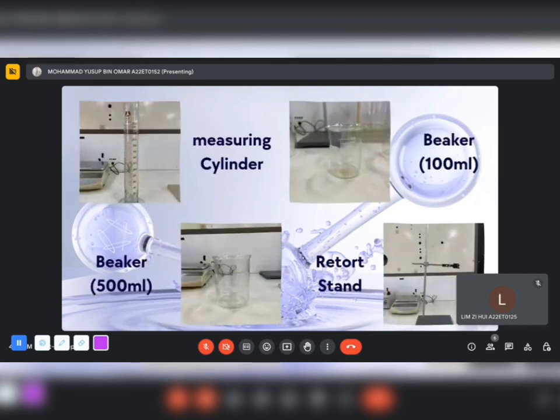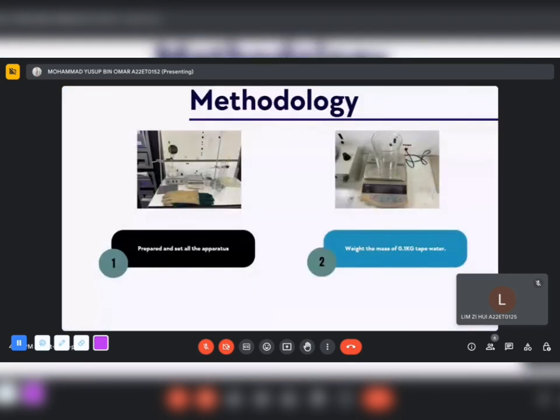In this slide, we have a measuring cylinder used to measure the tap water. And we have beakers of 100 ml and 500 ml. And next, we have a retort stand to hold the thermometer in the tap water. So I pass this discussion to Yusup.